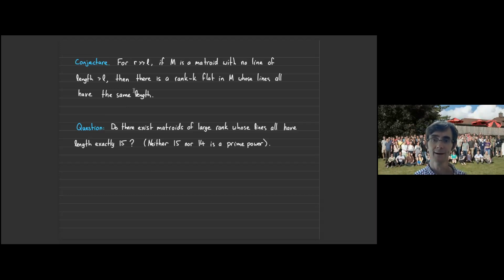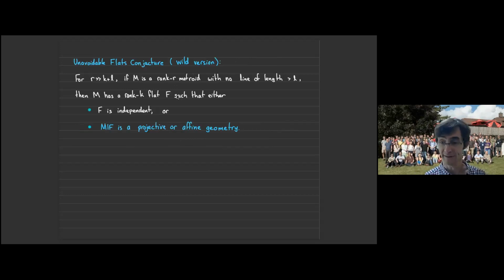So I kind of feel that high rank matroids where all the lines have exactly the same length probably contain affine or projective geometries. I'm not very confident in this conjecture. I'll call this the wild version because this is definitely, I think, slightly dubious. But the other conjecture I was more happy with.